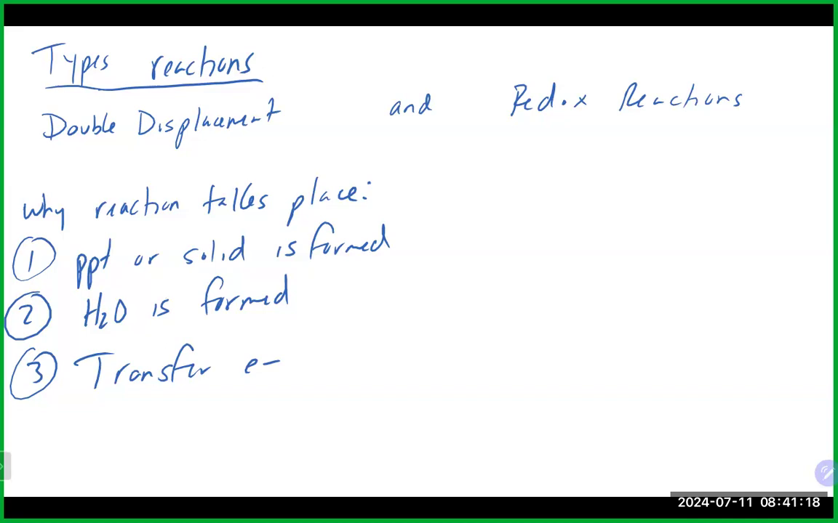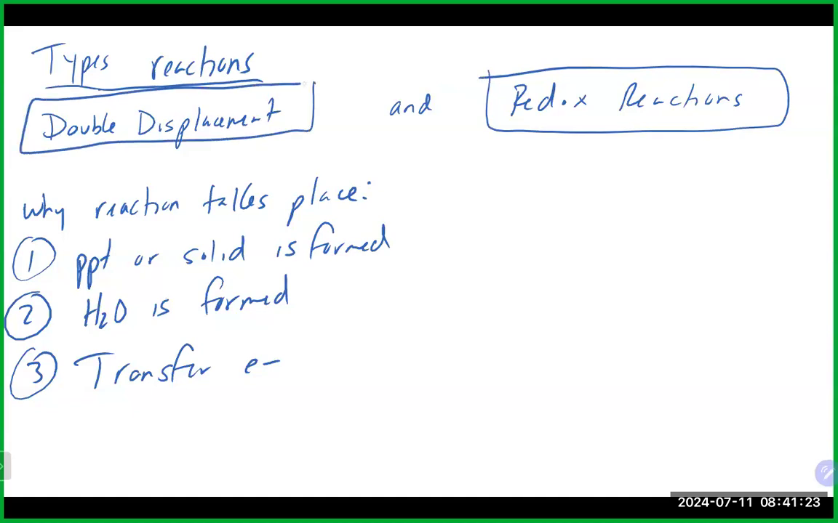But most all reactions fall under one of these big categories, as I mentioned before, which is double displacement or redox reactions. So double displacement reactions typically take care of the first two things: either you make a precipitate or you make water. A double displacement reaction ultimately will result in one of those things happening. Either you made a solid or you made water. Redox reactions, as we will talk about, will take care of the third reason, which is a transfer of electrons.